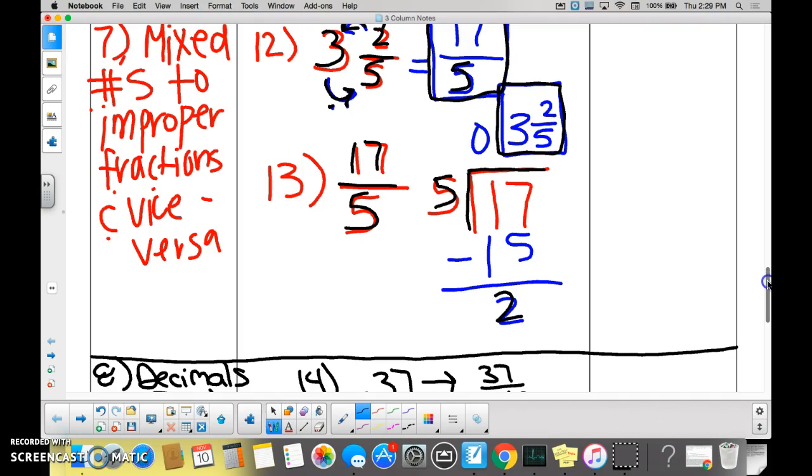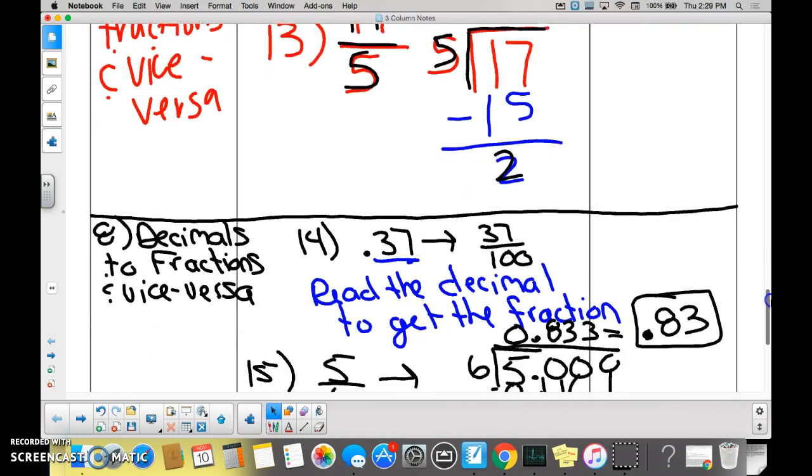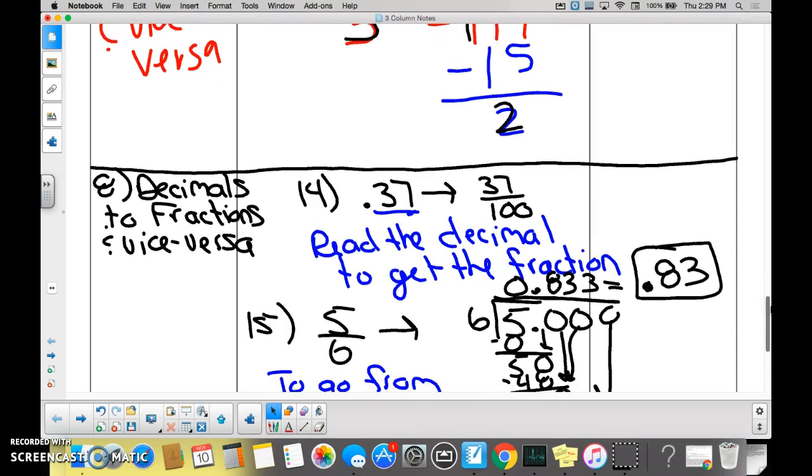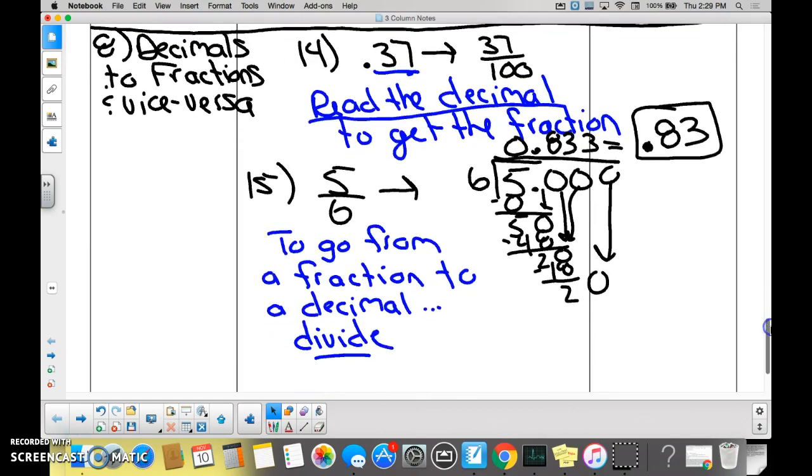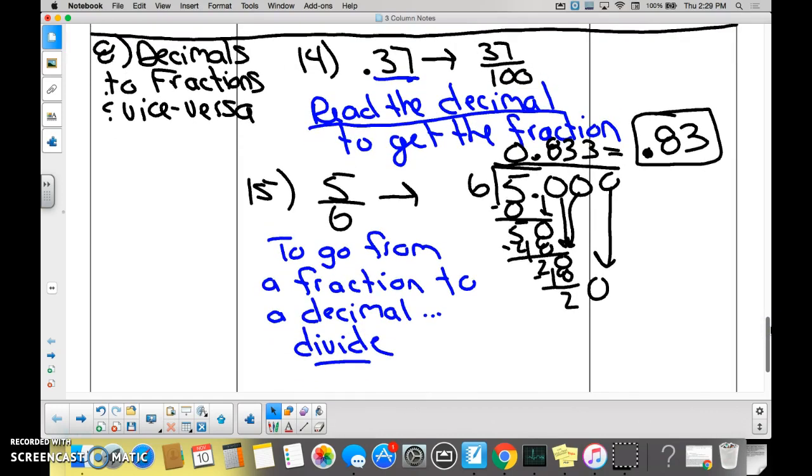Yeah. Okay, cool. And decimals to fractions. How do you go from a decimal to a fraction? How do you go, Yusra, from a decimal to a fraction? You read the decimal, right? That's it. And how do you go from a fraction to a decimal? How do you go from a fraction to a decimal, Mukta? You divide. What goes inside the box? What goes outside the box? Good. And you always round to the nearest, unless you're told otherwise, right? Sweet. Any questions?